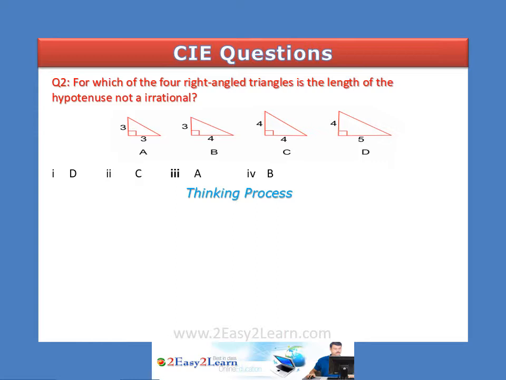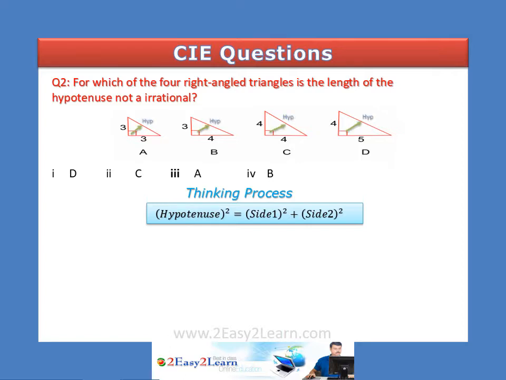Thinking process. Hypotenuse of given triangles will be calculated by using Pythagoras' theorem. It states that the square of the hypotenuse, the side opposite the right angle, is equal to the sum of the squares of the other two sides. Side opposite to the right angle is called hypotenuse. Let's calculate hypotenuse of each triangle one by one.